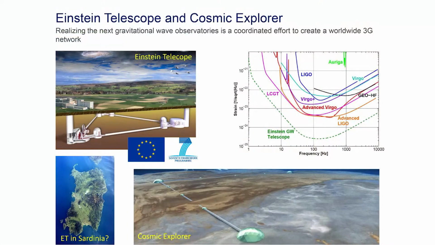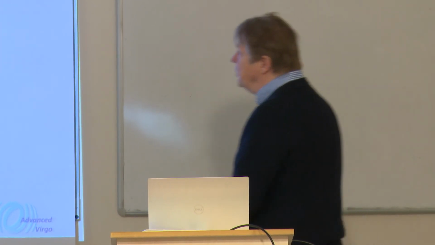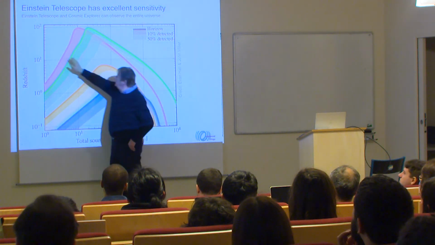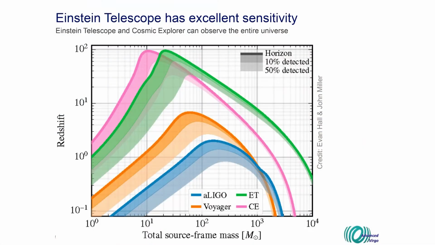So in Europe, that's called Einstein Telescope. In the US, it's called Cosmic Explorer. But these will be instruments that will again be an order of magnitude more sensitive. And if you make it an order of magnitude more sensitive, then typically the event rate goes with the third power. Not completely, but typically. So this is what you could cover. So with Einstein Telescope and Cosmic Explorer, you could reach redshifts up to something like 100.